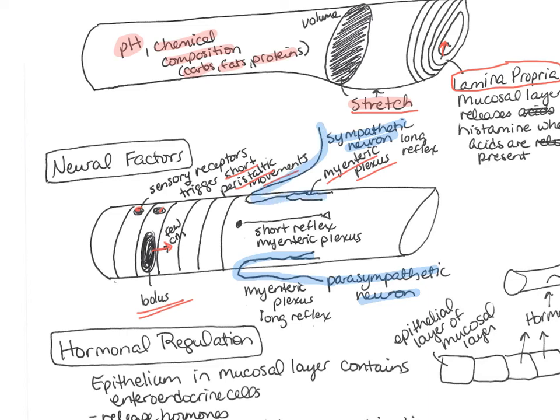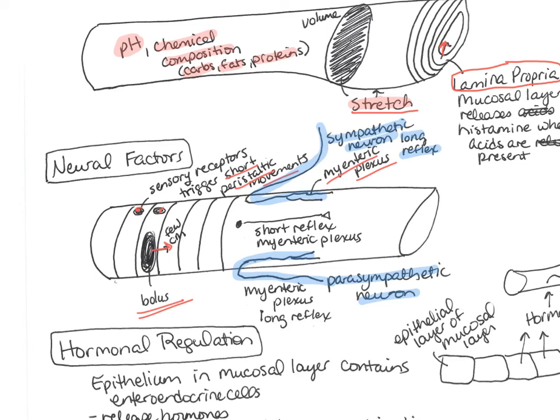Since these are part of the autonomic nervous system and therefore part of the central nervous system, we say that when the sympathetic neurons and the parasympathetic neurons are doing the controlling, they're part of a long reflex. The commands coming from the sympathetic neurons and the parasympathetic neurons are coming from the brain, so they're coming from quite farther away.